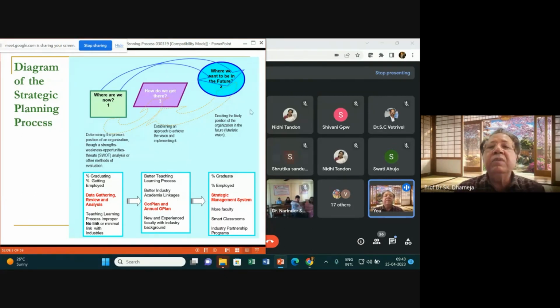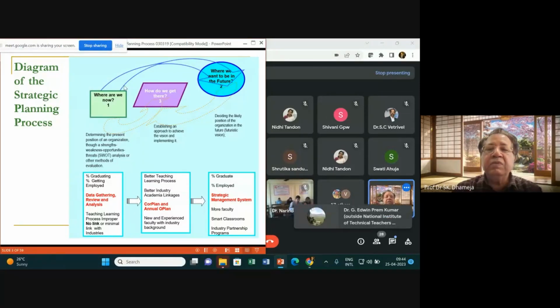Then we go to number 2, this one where you see my cursor: where we want to be in future. So where you want your institute to be in future, 5 years, 7 years, 10 years down the line. So deciding the likely position of the organization in the future, your futuristic vision. 5 to 10 years is the normal time. But since nowadays things are changing very fast, 5 years is good enough. In olden times, we used to have around 7 years, 10 years also. But I think nowadays 5 years is good enough.